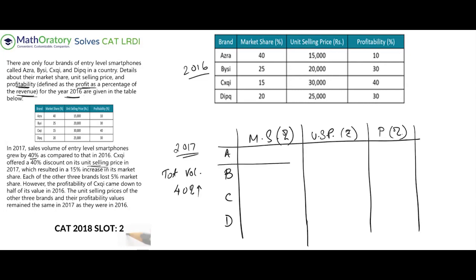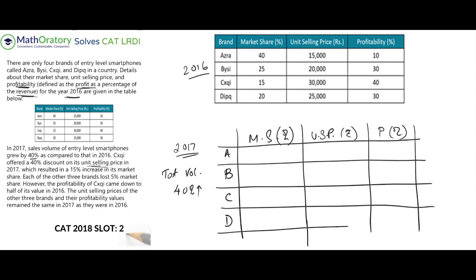And the first information tells us that the unit selling price of C has dropped by 40%, right? There's a 40% discount on the unit selling price. So earlier, the unit selling price used to be 30,000. So if you're giving a discount of 40%, you're left with 60%, right? So now the unit selling price should be 18,000. So this is pretty easily done. So that is for C, which resulted in a 15% increase in its market share.